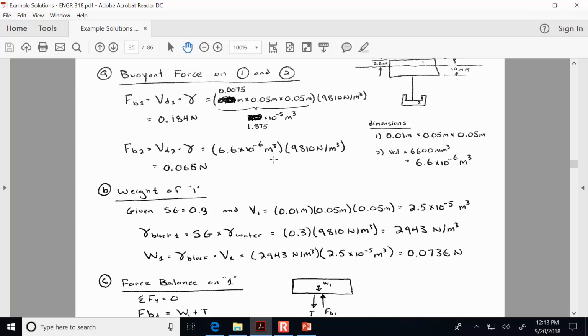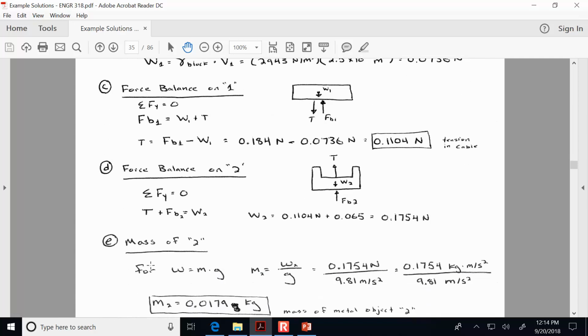The weight of object 1 can be determined directly since the specific gravity was defined. And once you have the specific gravity, then you can find a gamma for the block, and you multiply the gamma by its volume. And now we know the weight of that first object, object 1.